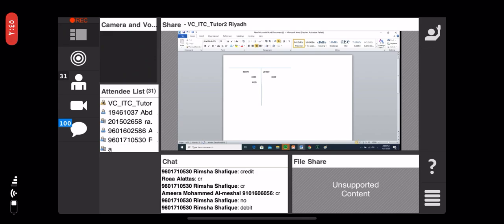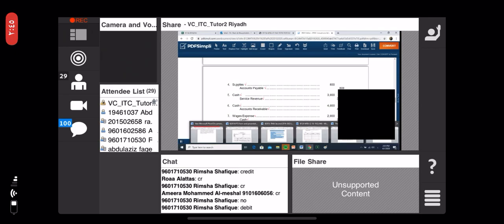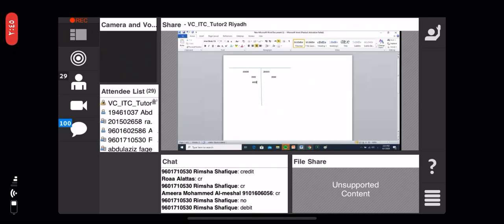And 4,000, and transaction number 7, 2,000 credit, and number 8, 1,000 also credit. So credit, what's the amount? 2,000. Okay, so here in credit, we will put 2,000, and also 1,000 will be in credit side.